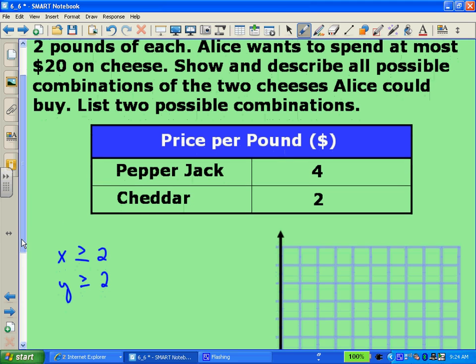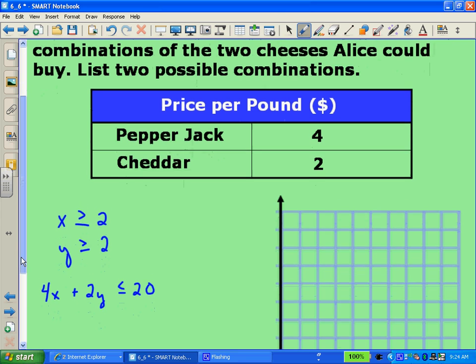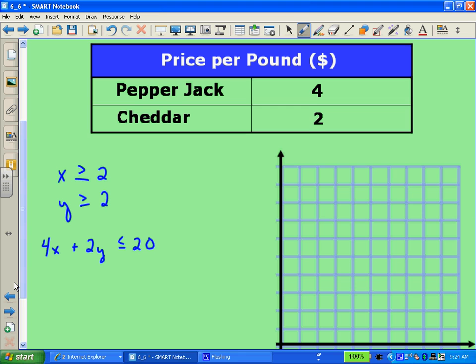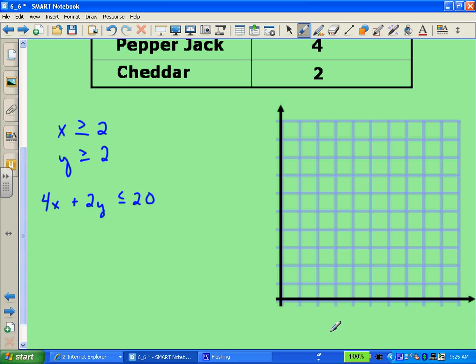And then she wants to spend at most $20 on cheese. And this table here gives us the price per pound. So that equation would be 4x, 4 times however many pounds of pepper jack, plus 2y has to be less than or equal to 20. So this story problem, as you can see, actually has 3 equations to it, which isn't uncommon when it comes to story problems. Now, this first one you'll have to remember is a vertical line, because it just has an x, no y. So let's label our graph first.